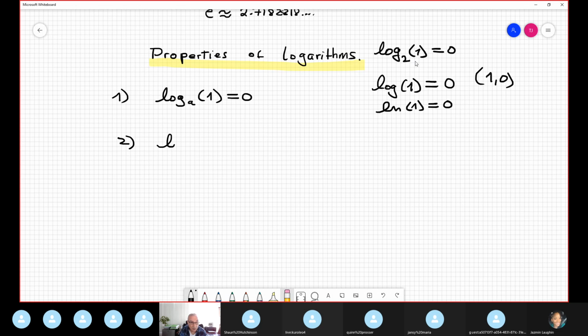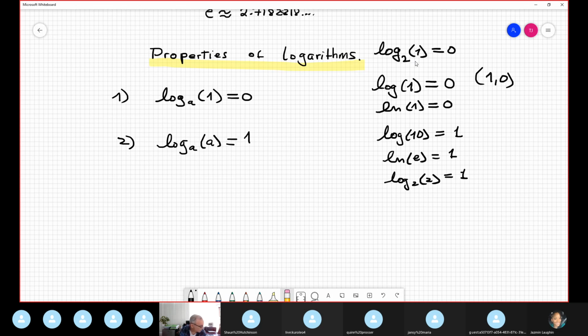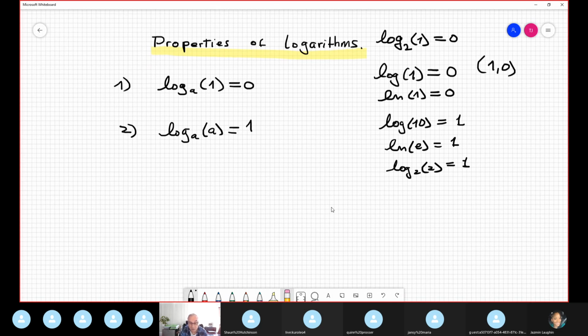Property number 2 is the logarithm of any base of the same number, so there is a perfect coincidence between the number and the base. Okay, so basically log base 10 of 10 is 1. ln of e is 1. Log base 2 of 2 is 1. Okay, when there is a perfect coincidence between the base and the number inside the argument, the answer is 1. We use this property frequently in problems. Looks easy, straightforward. No, it's not. It's not straightforward.